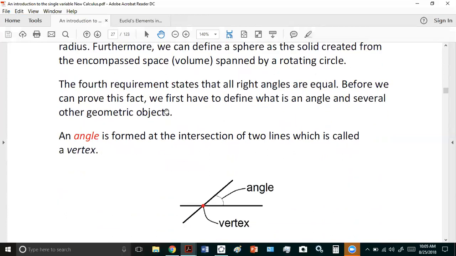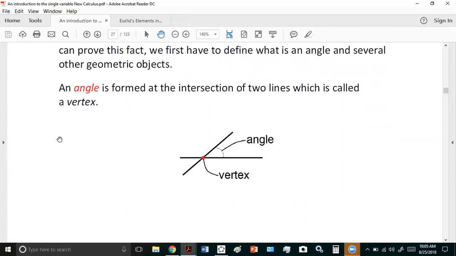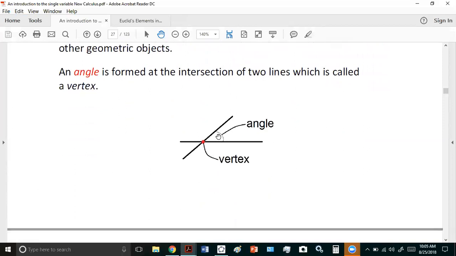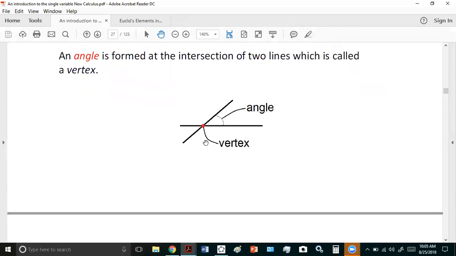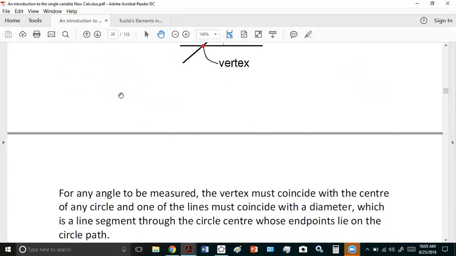The fourth requirement states that all right angles are equal. And before we can prove this fact, we have to define what is an angle and several other geometric objects. So an angle is formed at the intersection of two lines. Now remember, we already have lines, so we're not just doing this on faith or belief, axiomatically, so to speak. We're not doing it that way. An angle is formed at the intersection of two lines, which is called the vertex, right? So the idea of an angle is this space between the lines, but it's still not well defined yet. We have to do more to well-define angle.